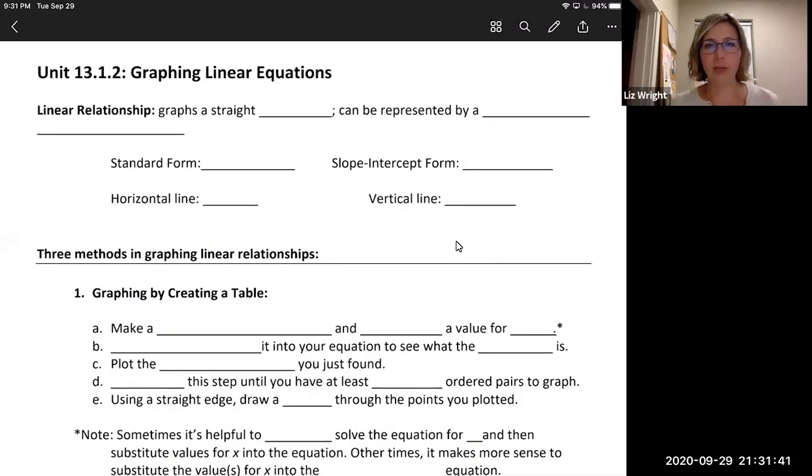Hi everybody. In this video we're going to talk about 13.1.2, which is going to be graphing linear equations.